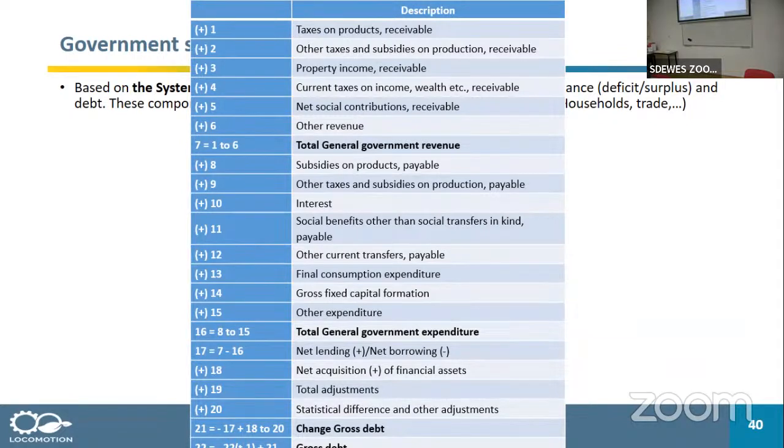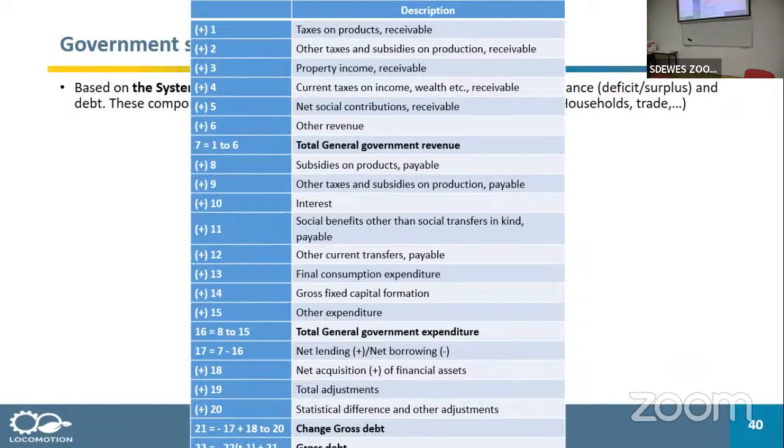This is total revenue, and in the part of the expenditure: subsidies, other taxes and subsidies on production, interest for the debt, social benefits, other current transfers, and final consumption expenditure of government, and this goes directly to the government consumption column of the input output table. We have also gross fixed capital formation of the government that is part of the gross fixed capital formation in the input output table, and other expenditure. Then we have the net lending and borrowing, and then we have the change in the gross debt and the current debt.